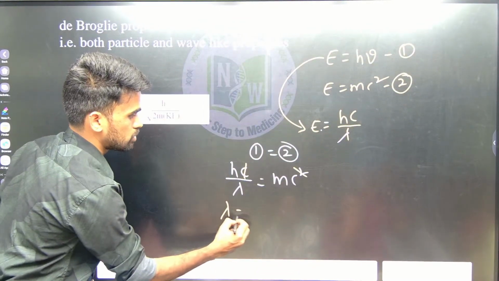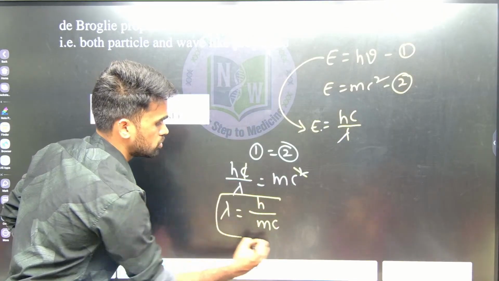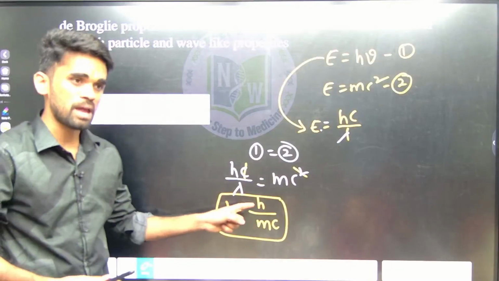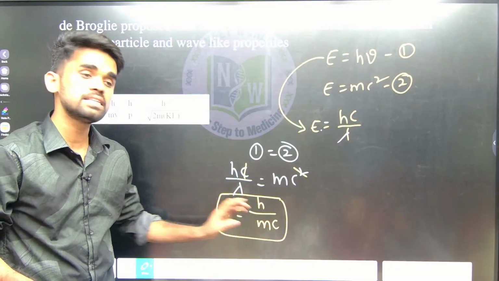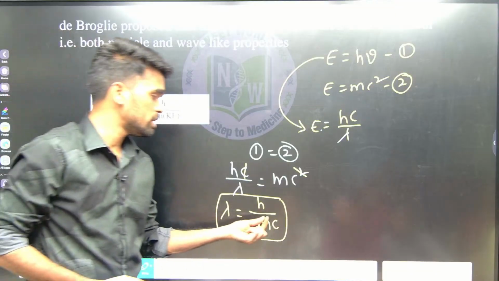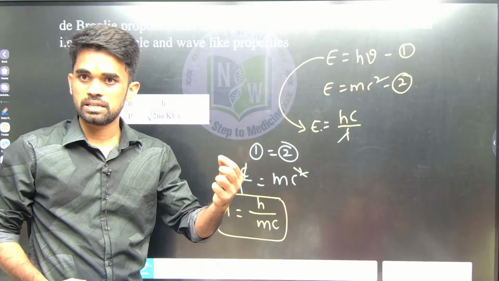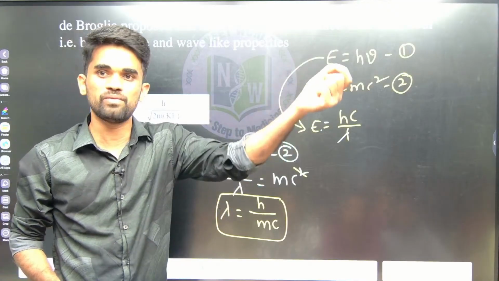So lambda is equal to h by mc, I can say. Yes or no? Here h is Planck's constant, m is mass, c is the speed of light, we are taking photon. Now in the place of c I am writing any other particle. Any other particle has some velocity, right?